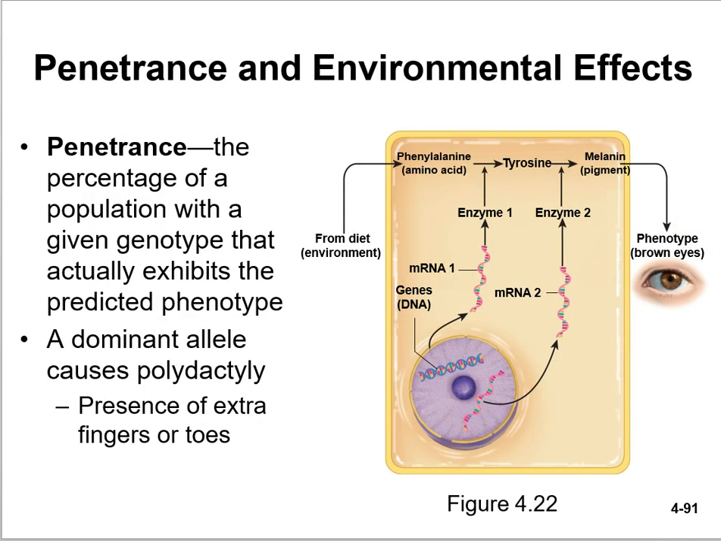Penetrance is the percentage of a population with a given genotype that actually exhibits the predicted phenotype. If 80% of people with the polydactyly allele actually exhibit extra digits, the allele has 80% penetrance. Polydactyly is the presence of extra fingers and toes. It's actually a dominant gene.